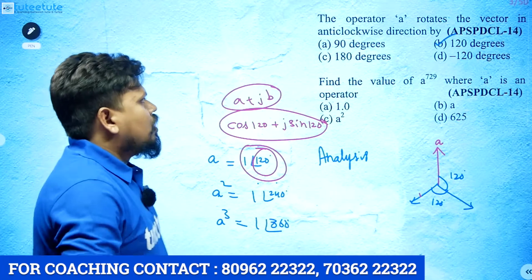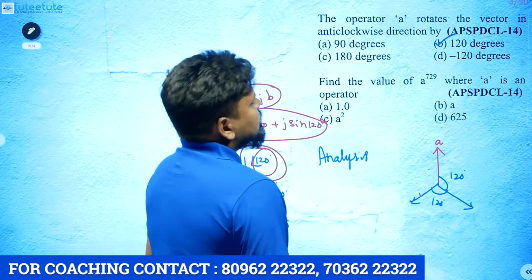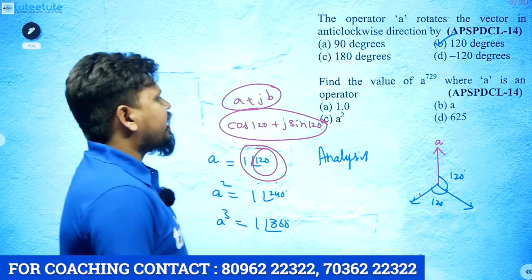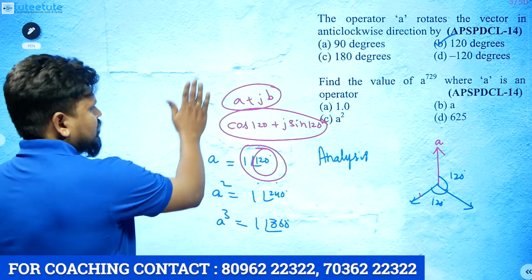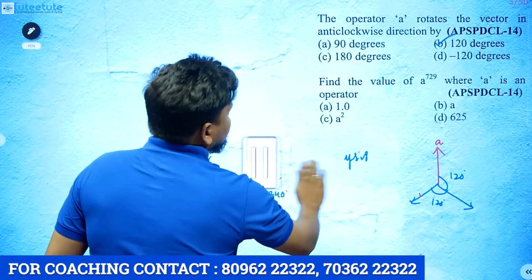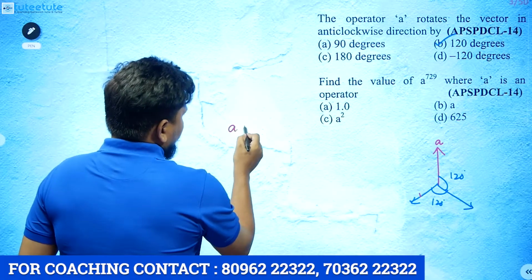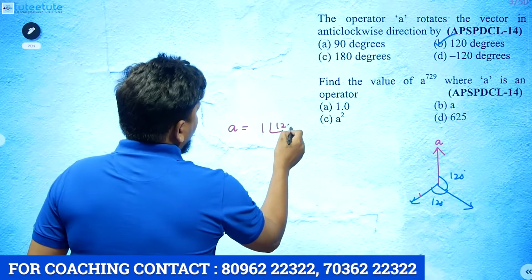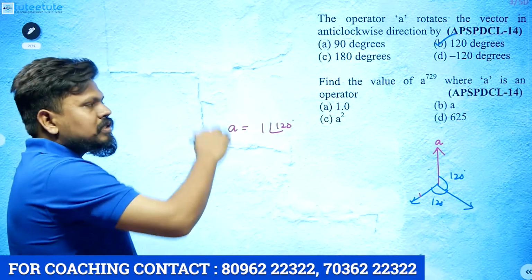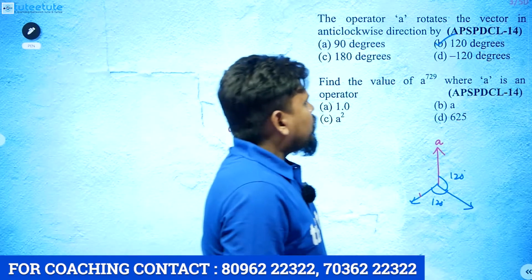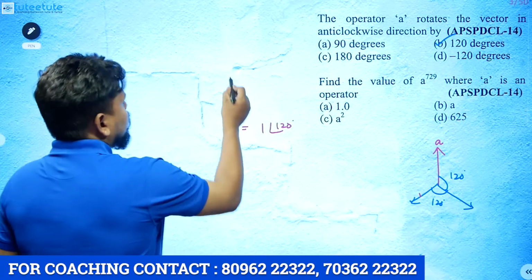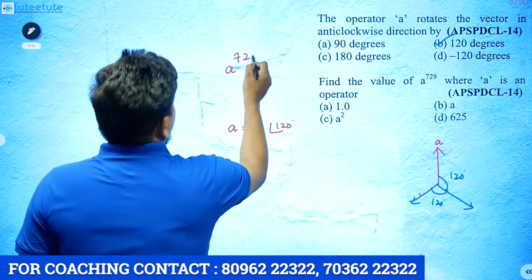Okay, so next question: find the value of A power 729 where A is an operator. So it is the same type of question. They are just asking about the operator A. What is the value of A? A is nothing but 1 at an angle of 120 degrees. So they are asking A whole power 729.